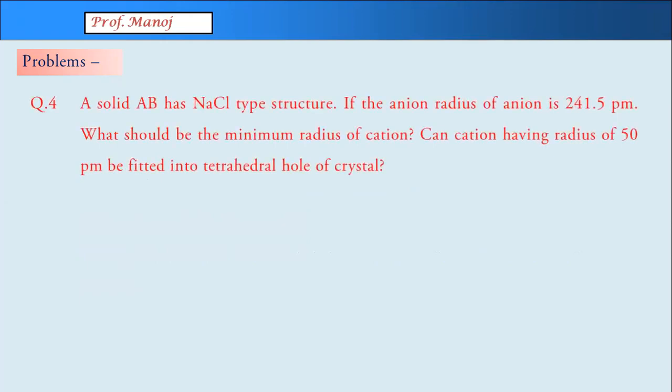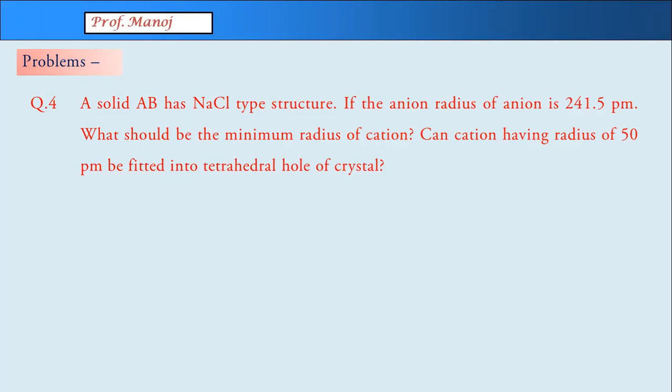Now comes a little higher level problem. In fact, this is a past JEE problem I have taken. Watch very carefully. Solid AB has NaCl type structure. Anion radius is 241.5 picometer. What should be the minimum radius of cation? Can a cation with a size 50 picometer be fitted into a tetrahedral hole of the crystal? Quite a technical problem. First thing you watch here is they have given NaCl type of structure.